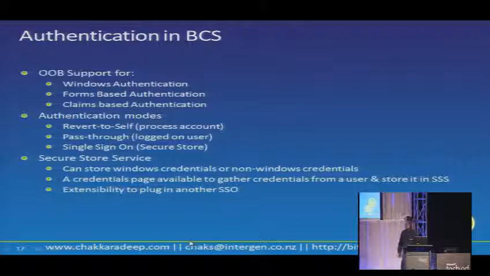So you can have three different authentication modes. One is revert to self. Revert to self is using the process account, probably network service or whatever process account SharePoint uses. Pass-through can be the logged-on user or the BDC identity. When I say BDC identity, it means that what we did was we brought back all the customer data. In the customer data, you can say probably first name and last name would be the login for my external data source, and there'll be a password field, which can be the password for the external data source.